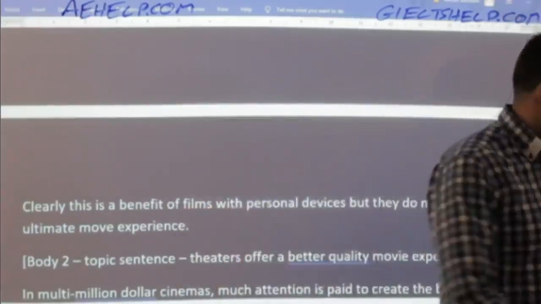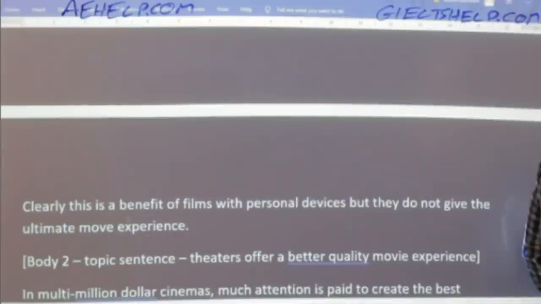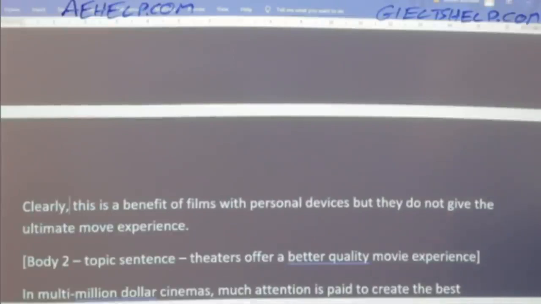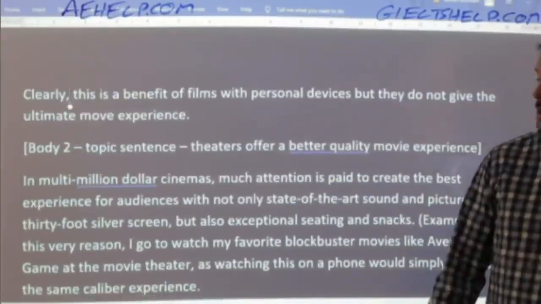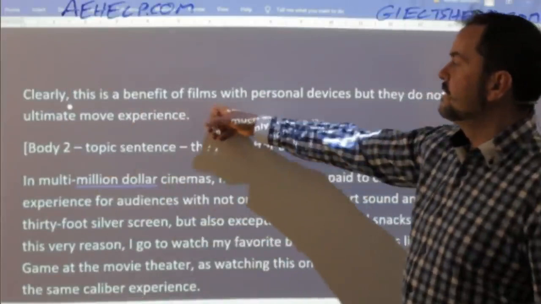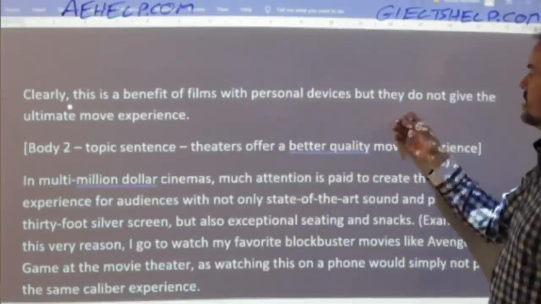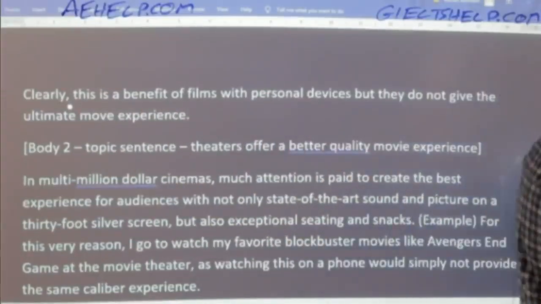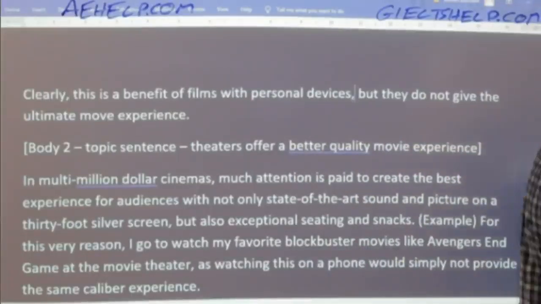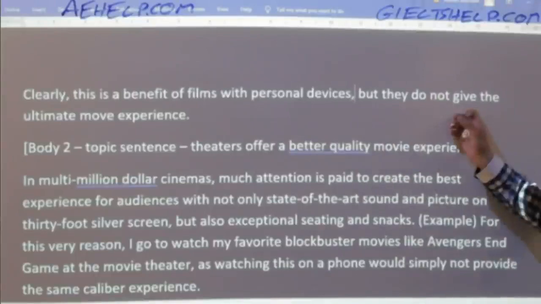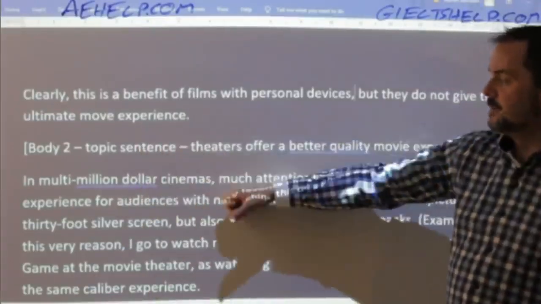Okay, so clearly is a leading expression, so I've definitely caught a mistake here. It seems like a small mistake, but any catch is a good catch. Okay, so clearly this is a benefit of films with personal devices. And another comma here, so you do have to pay attention to punctuation, especially for high bands, but they do not give the ultimate movie experience.